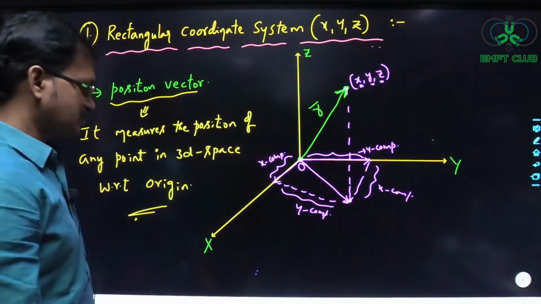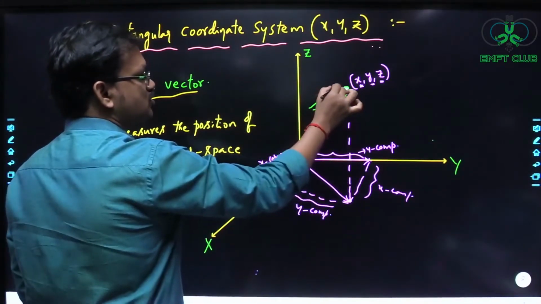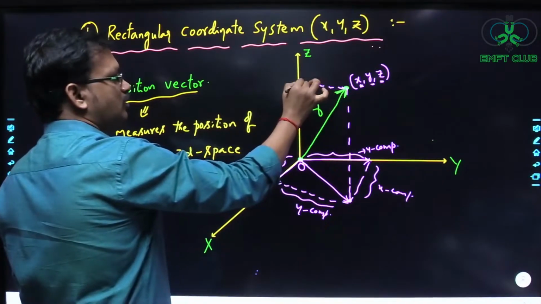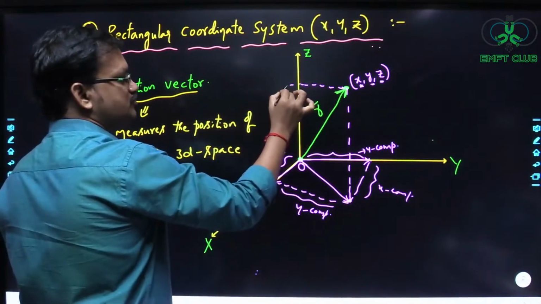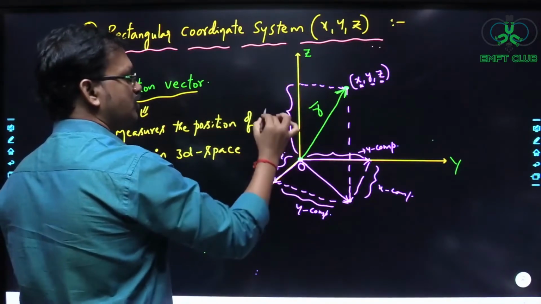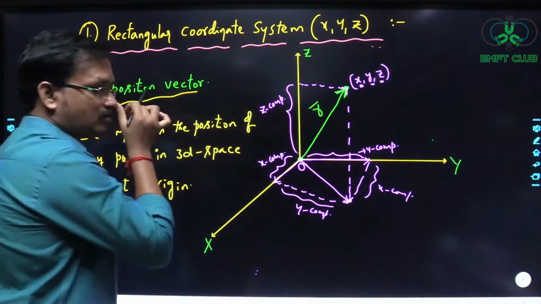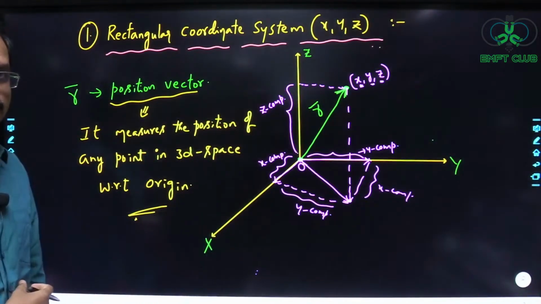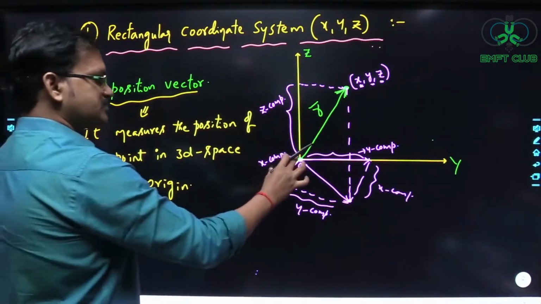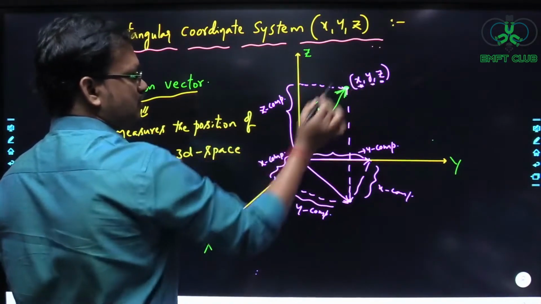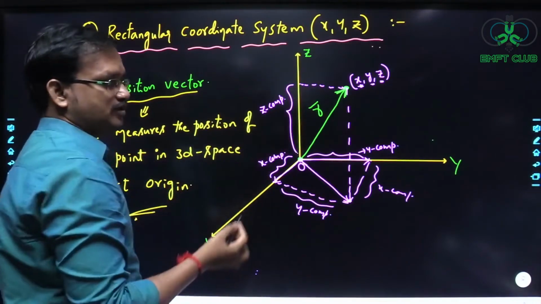In order to get the z component, what you have to do is just drop a normal from the head of r bar onto the z axis. The distance from here to here is called the z component. Understood? So this x component value is nothing but x, this y component value is nothing but y, and this z component value is nothing but z.